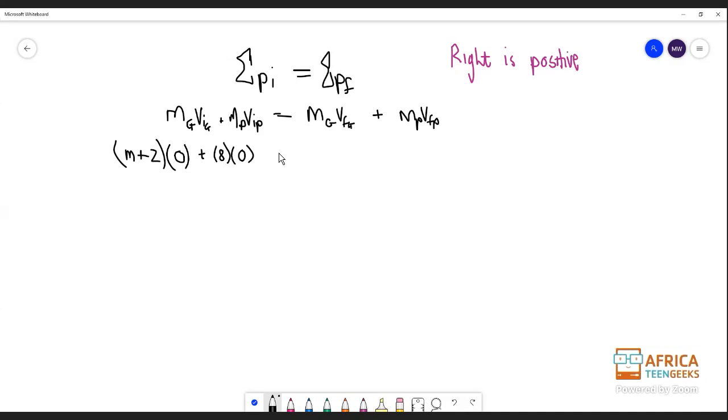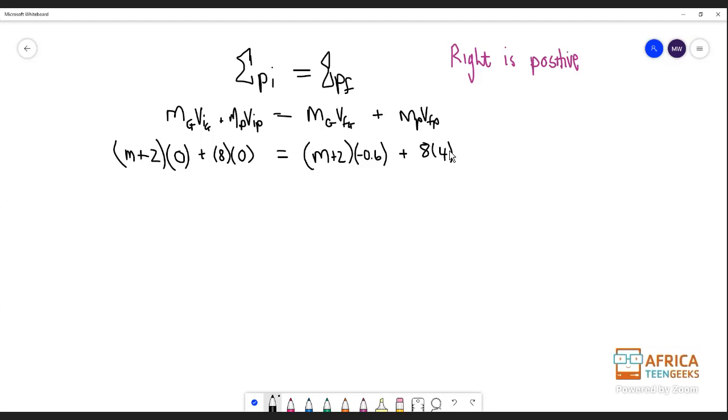Then she throws it. Once again, her mass is just m plus 2. And then after she has thrown it, they told us that she moved at a velocity of 0.6, but she was moving to the left based on the answer in your previous question. So it's negative 0.6 meters per second. And then they told us that the 8 kg parcel was moving at 4 meters per second.